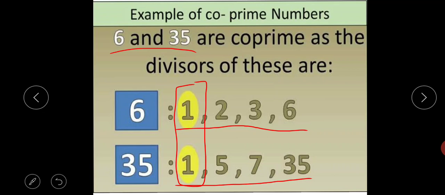Hope you understand the concept of factors and multiples, prime numbers and composite numbers, twin primes and co-prime numbers.